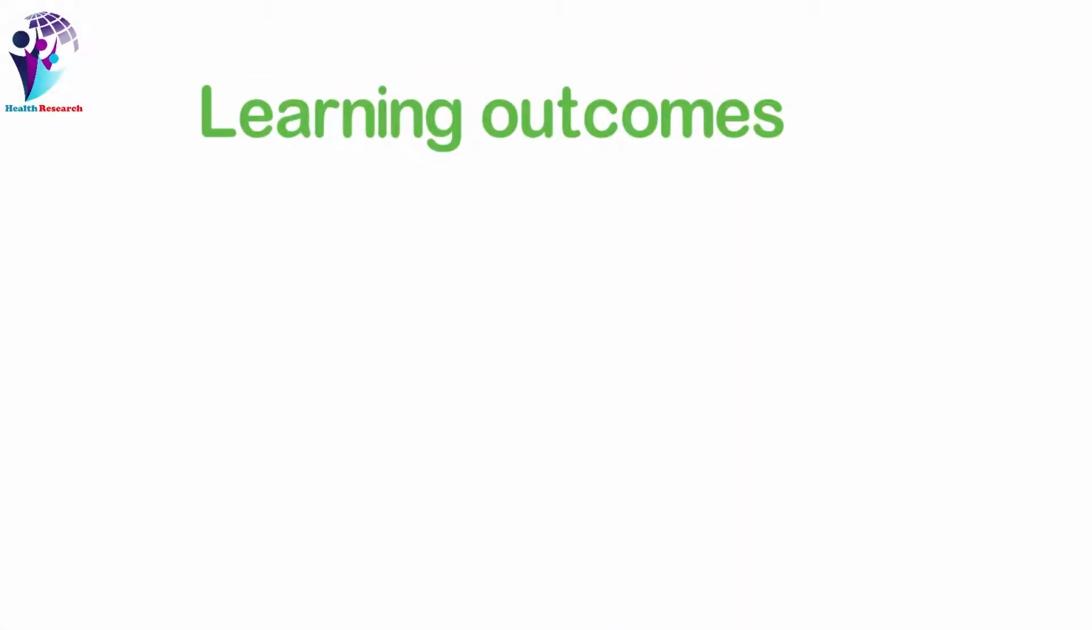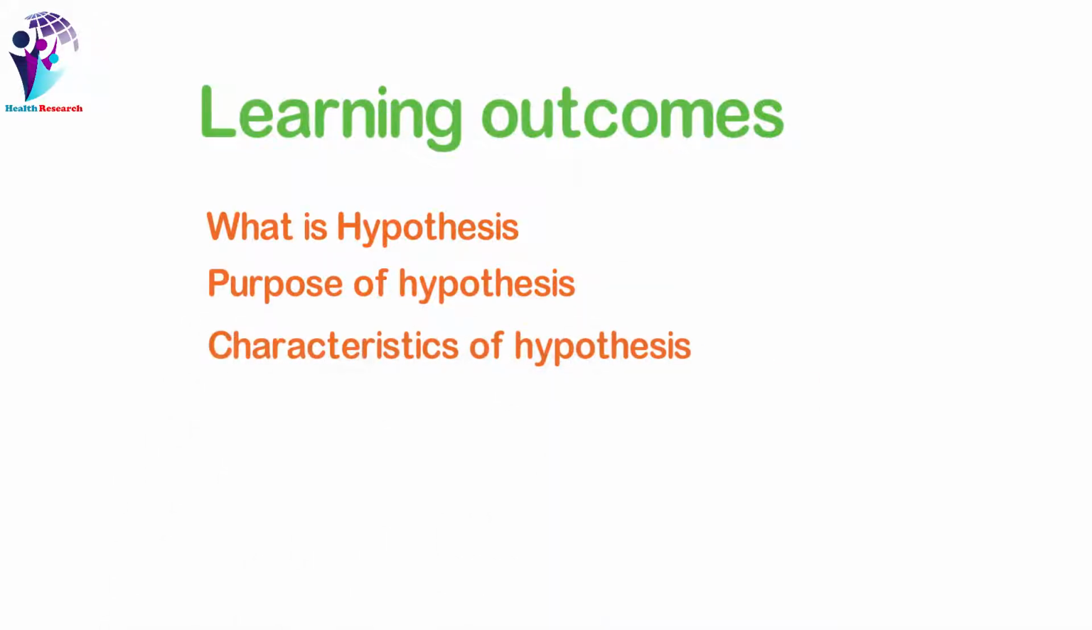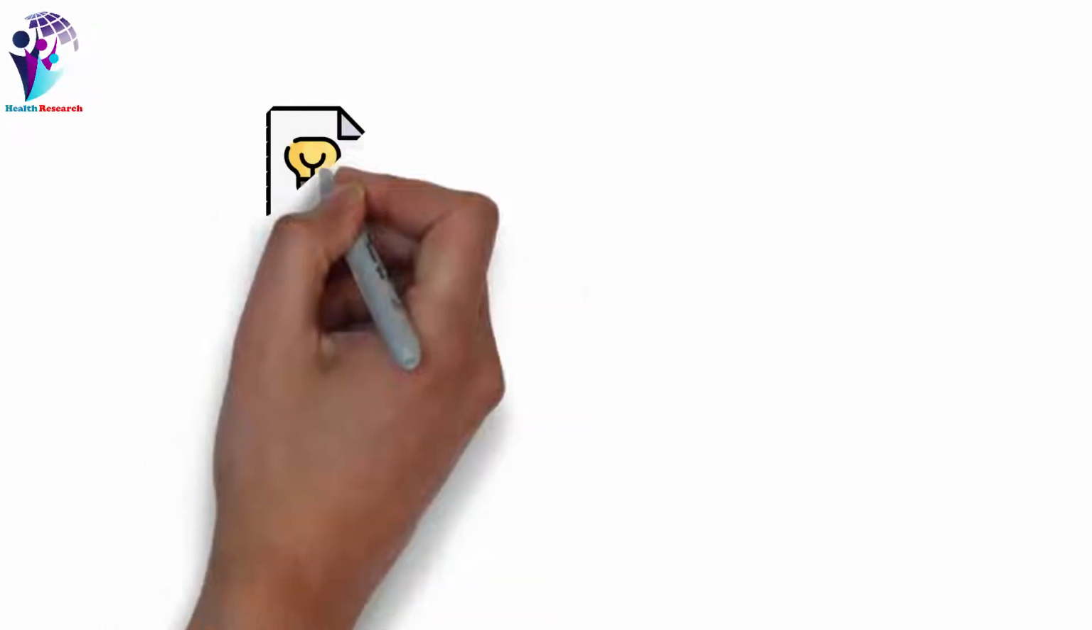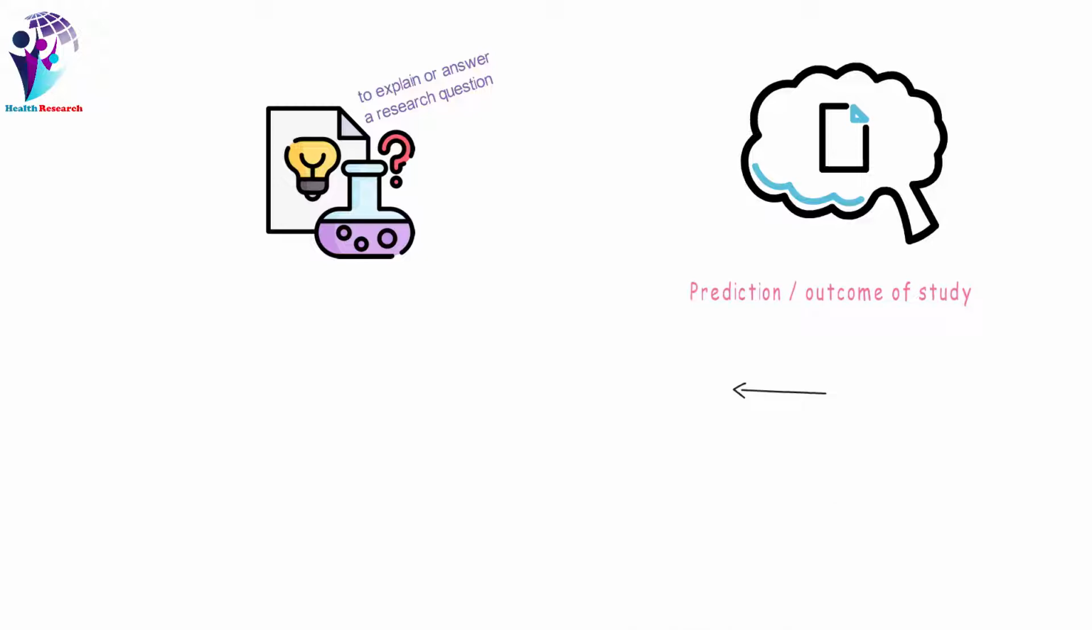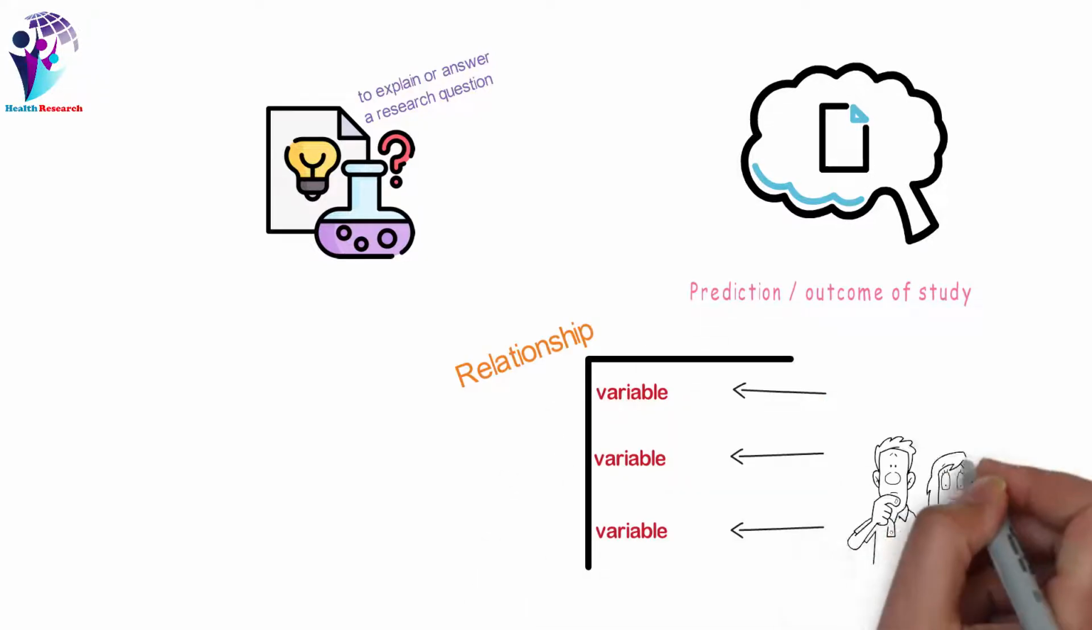Learning outcomes of today's video are: what is a hypothesis, its purpose, characteristics, and types? A research hypothesis is a statement proposed to explain or answer a research question. It's a prediction of the outcome of a study. It gives a prediction for the relationship among the variables from the research question.